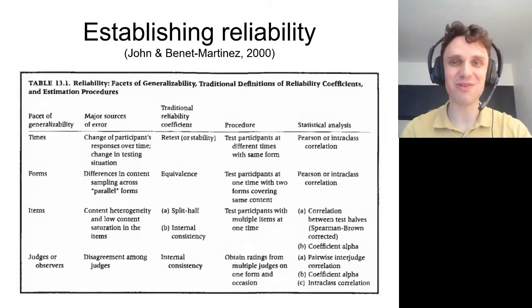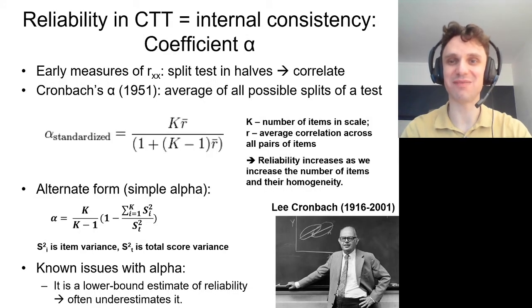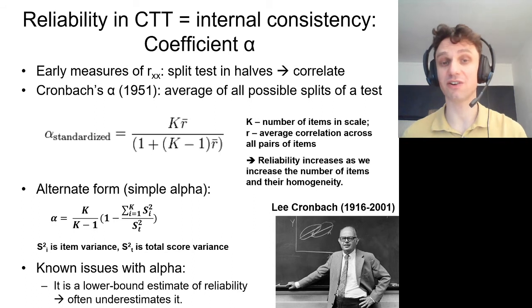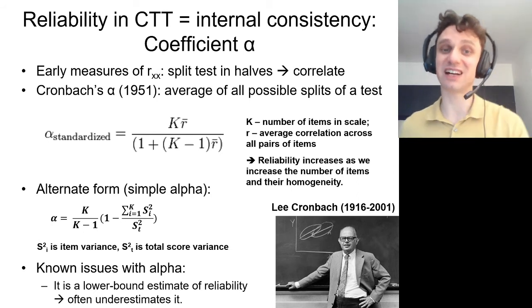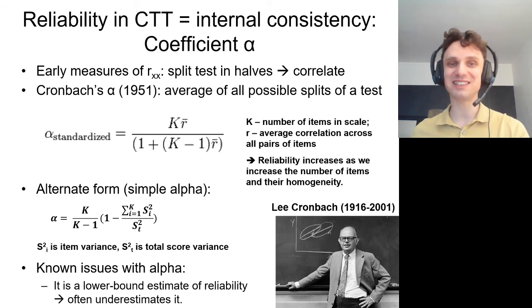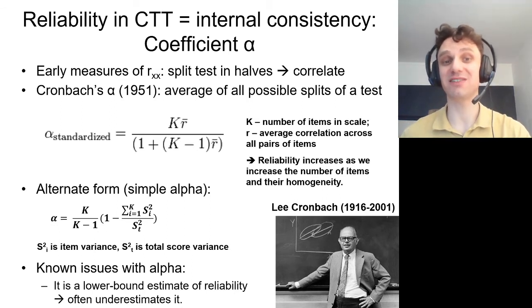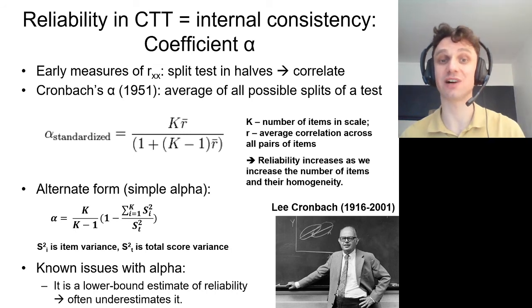So how can we quantify reliability? In order to do it, we can use a very simple coefficient, which was proposed by Lee Cronbach. Before Cronbach, people would just take a test, split it into two halves, and correlate the scores obtained using the first half and the second half of the test. But this was a very bad idea, because depending on how you split the test, the result will be always different. And Cronbach came up with this formula of alpha coefficient, which is basically an average reliability for all possible ways to split your test in two halves.